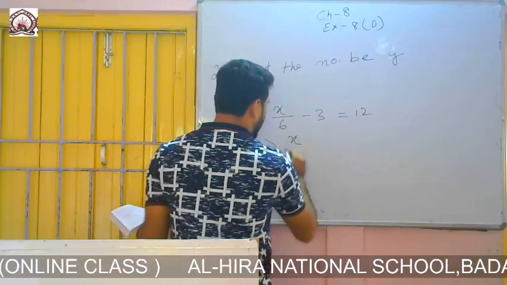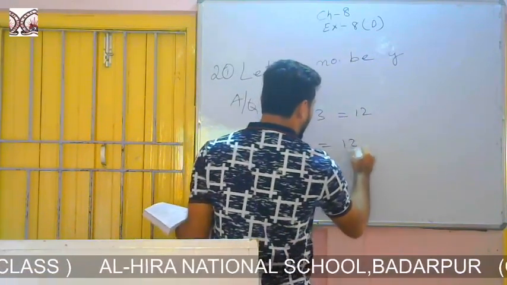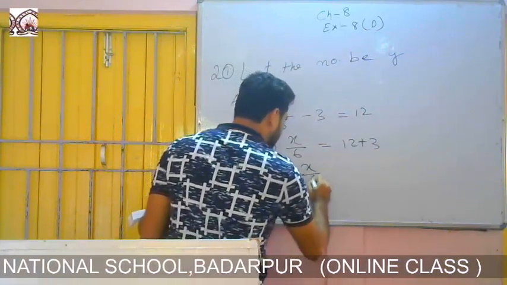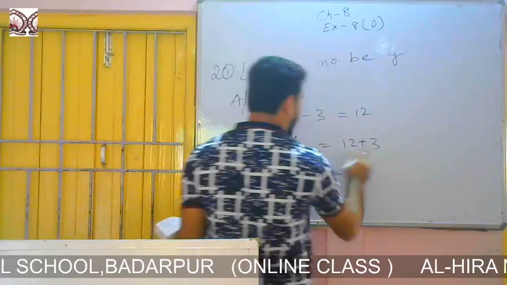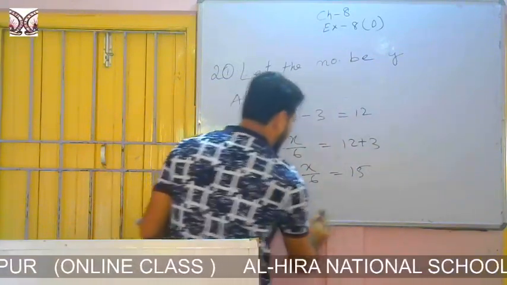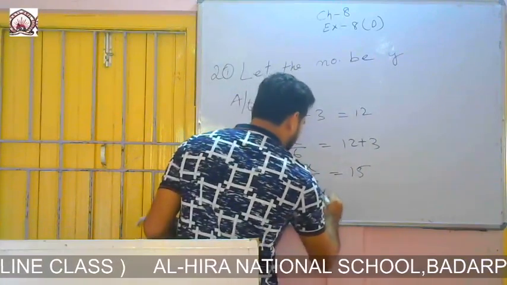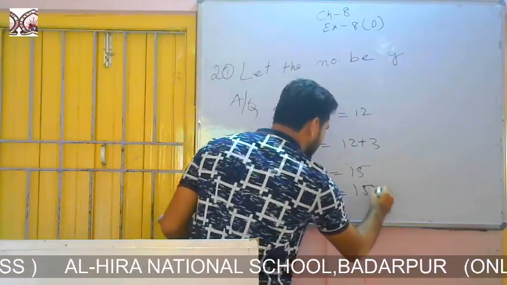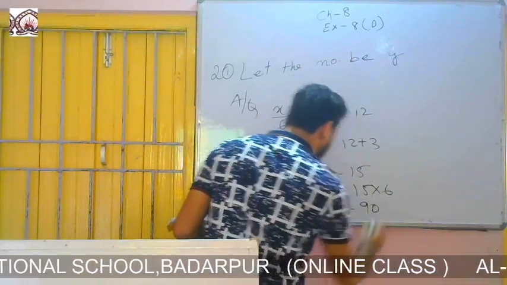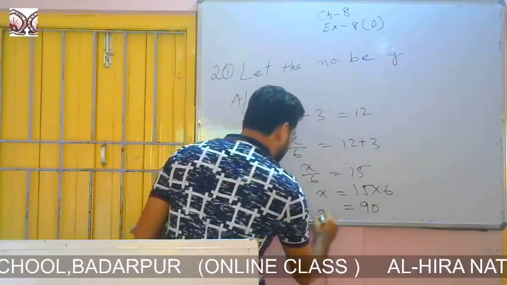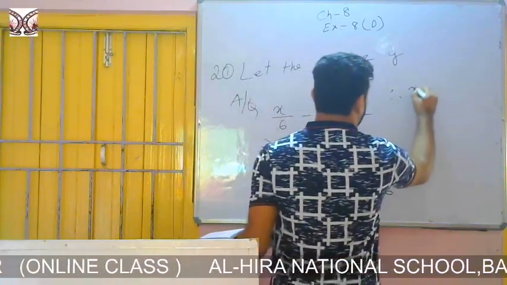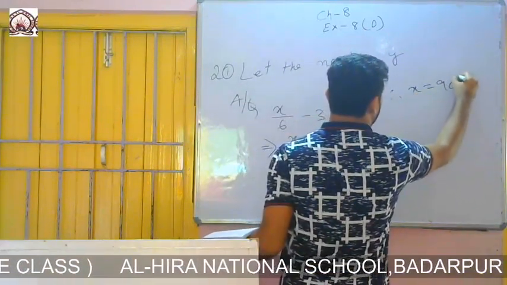x by 6 equals what? 12 plus 3. Then I can write x by 6 equals 12 plus 3, which is 15. Then x equals 15 into 6, and 6 15s are 90. So I can write x equals 90. Therefore x equals 90.